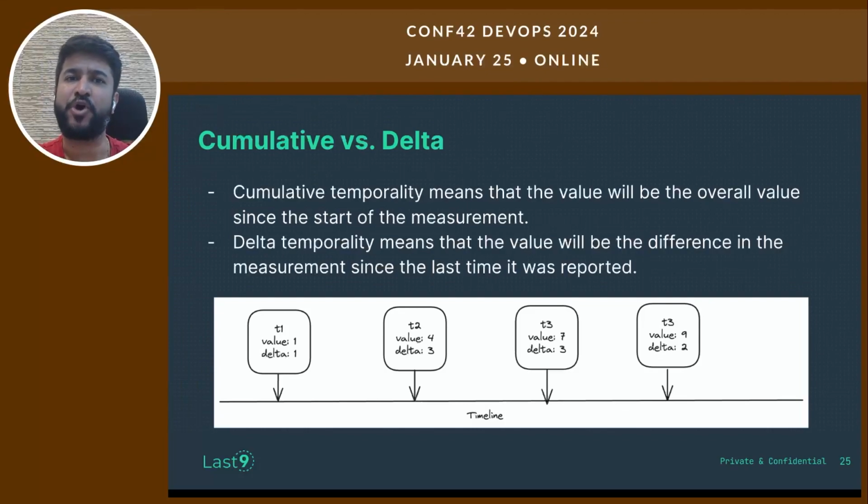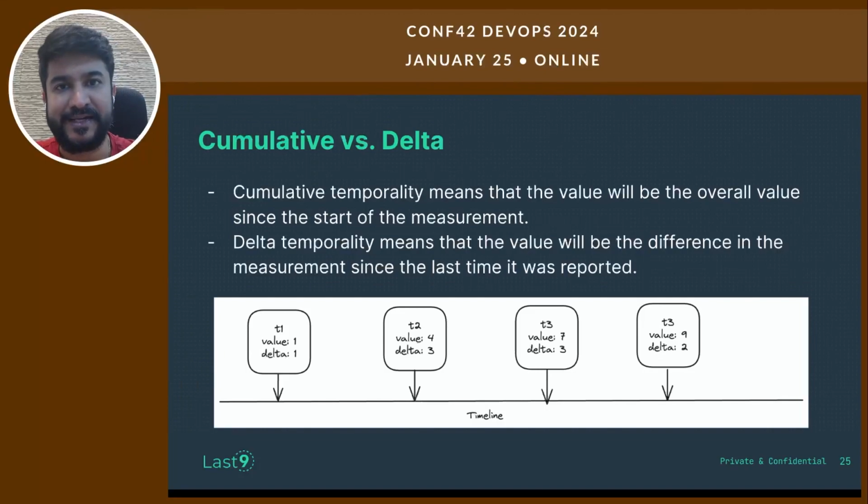Now there are pros and cons of both of these approaches. Cumulative temporality means that you may have to maintain a state because you always want to increase the value from last time. So you have to maintain a state on the client side before pushing out these values to the storage backend. Delta can be stateless because you're just capturing the difference, right? You don't want to worry about keeping the state at all.